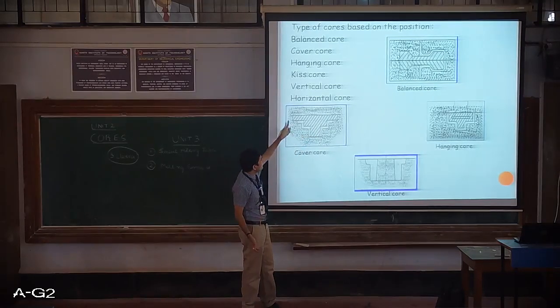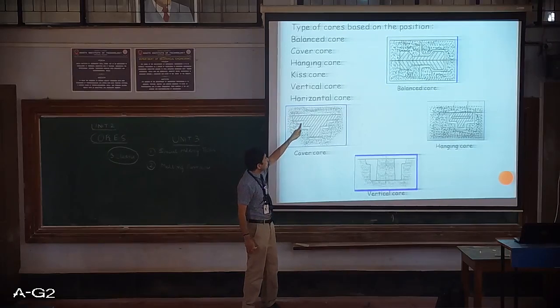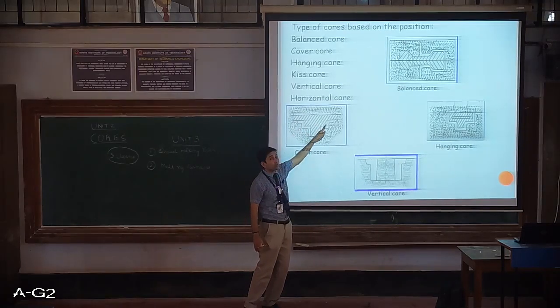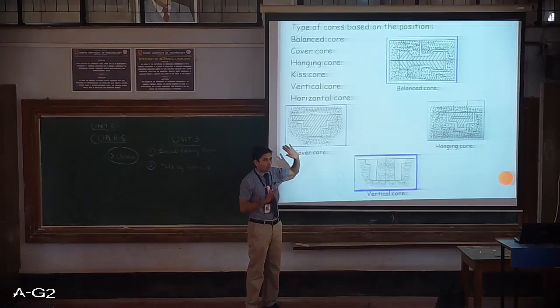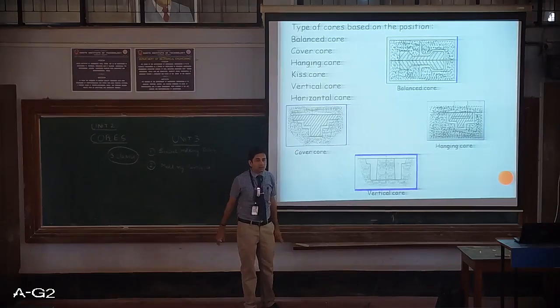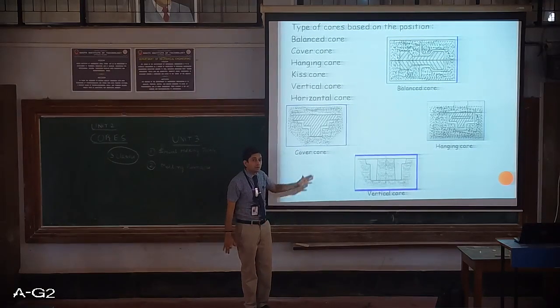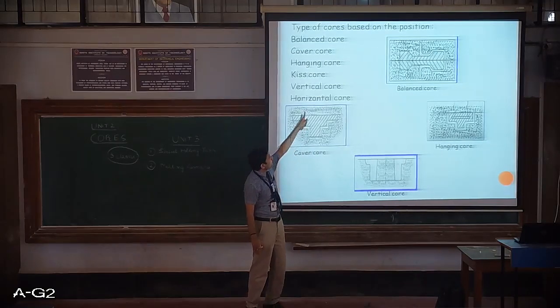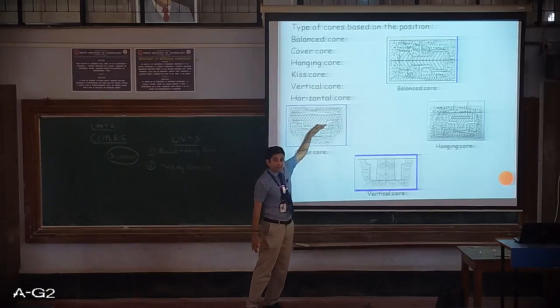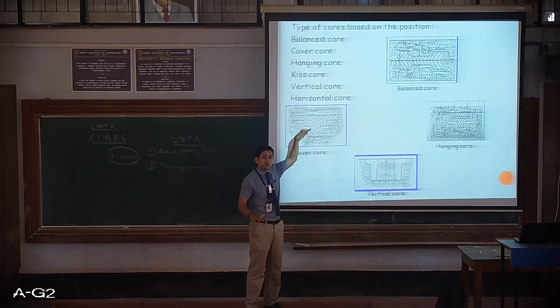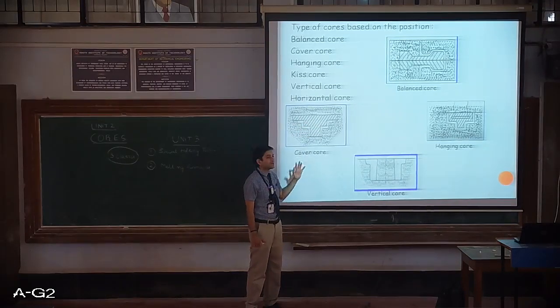But what is the situation? Some arrangements will be done, and the metal will flow around the core and will come up. So it will surround the core. It's not that the core has completely covered up the drag part of the flask. There is a cavity there. However, from the top, you will feel that the drag part is filled up or covered up by the core. So that's why it's called the cover core.